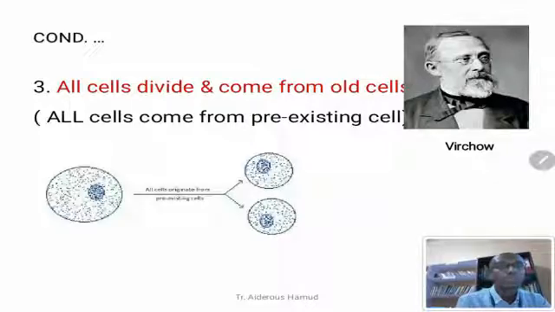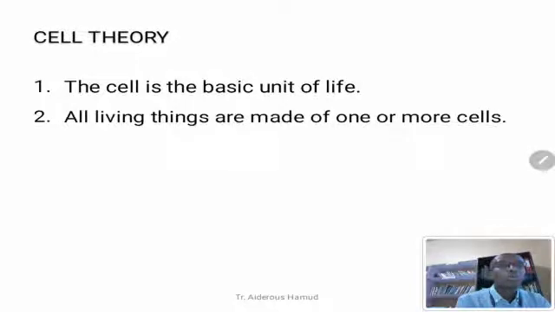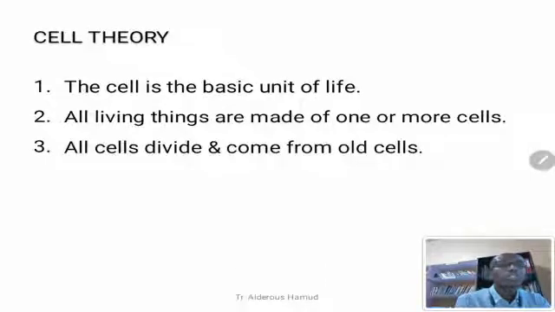So finally, we can conclude that there are 3 theories of the cell. Number 1, the cell is the basic unit of life. Number 2, all living things are made up of either one or more cells. Number 3, all cells divide and come from what? All cells, or in other words, cells come from pre-existing cells. So these are the theories of the cell.